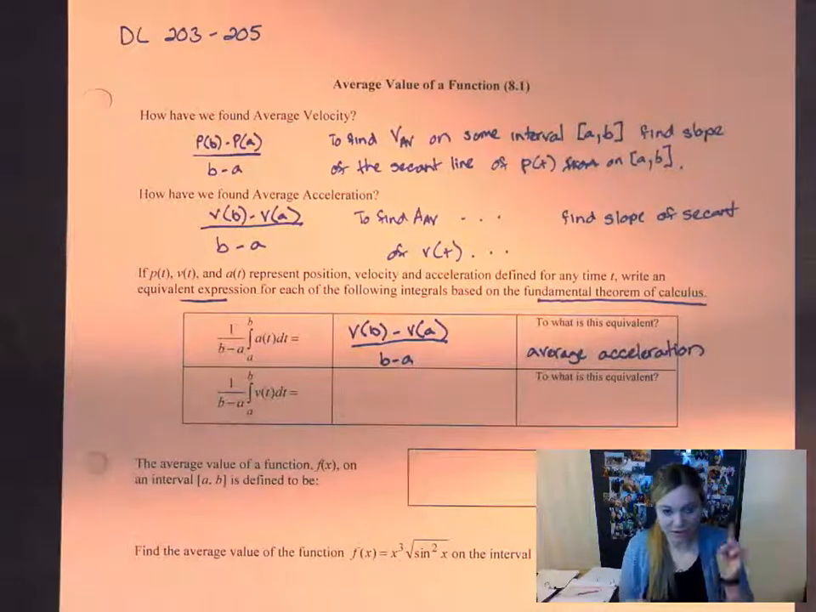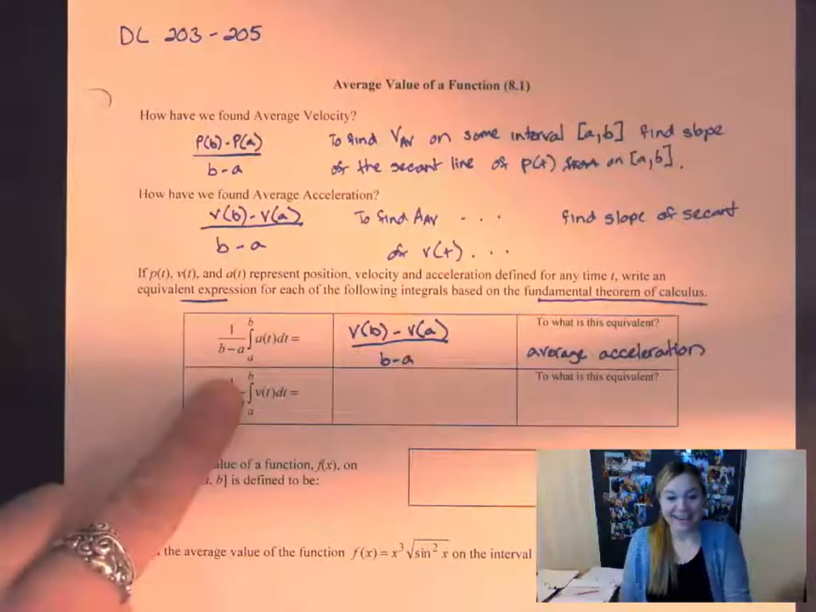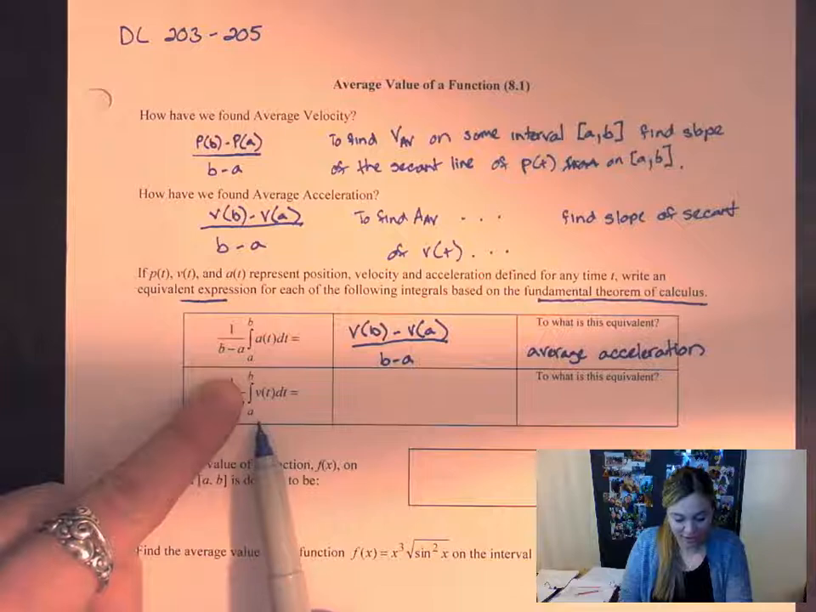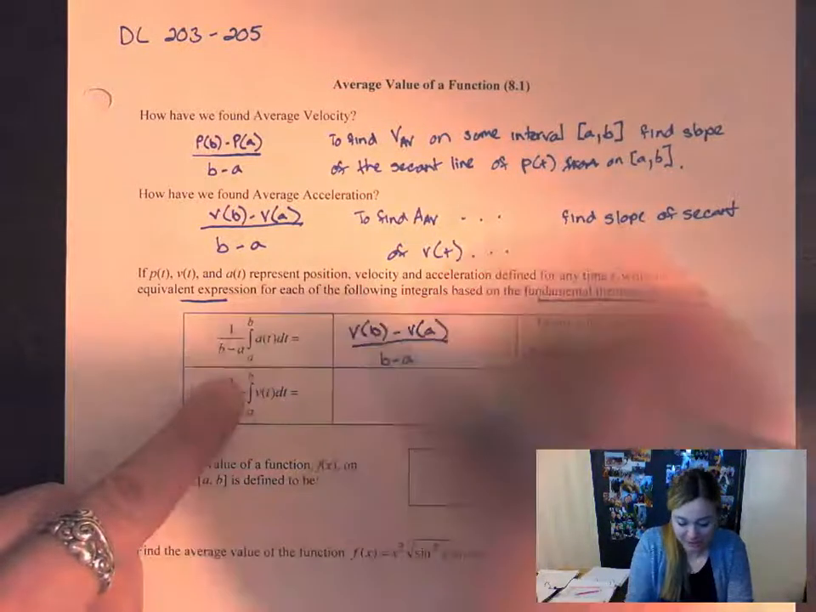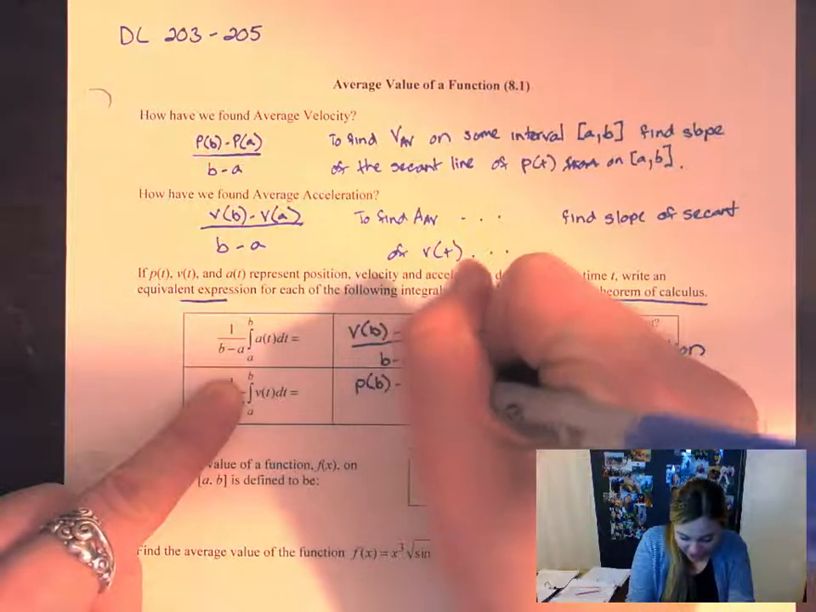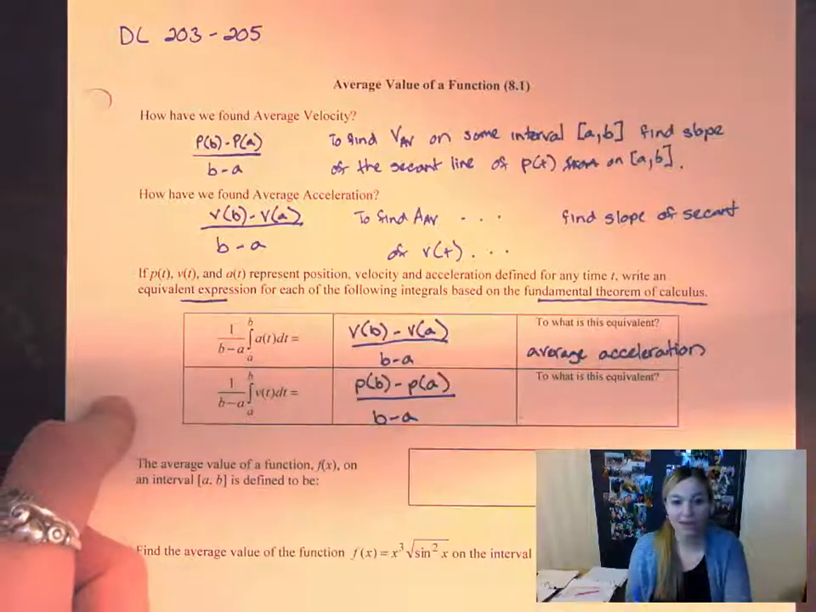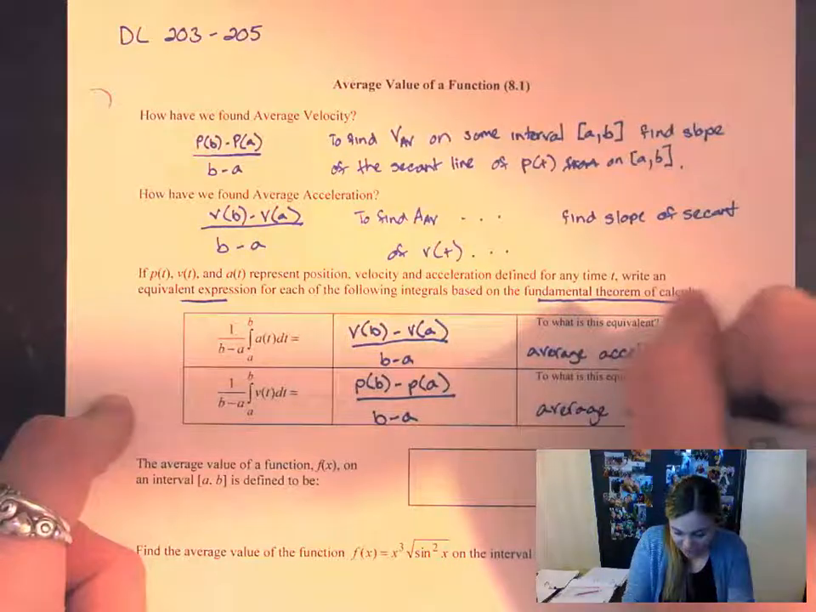Okay, what about this one? I'm gonna do the magic again. Be prepared. I did it. Okay, so do this one. What does the integral from A to B of V of T actually equal, if I do the fundamental theorem of calculus? That would be P of B minus P of A over B minus A. And I get average velocity.